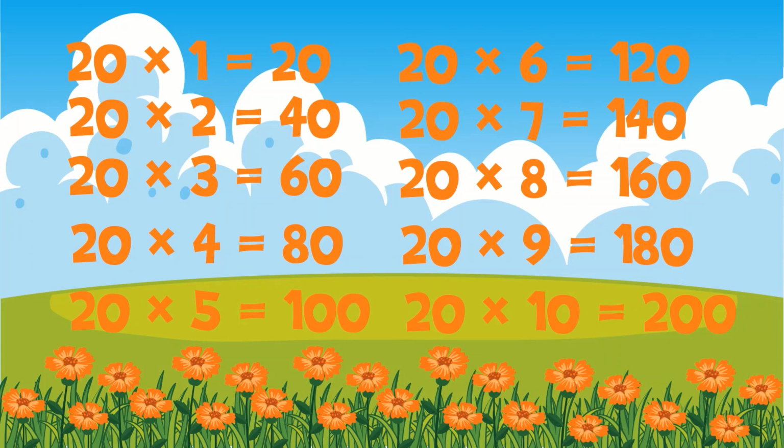Twenty sixes are 120. Twenty sevens are 140. Twenty eights are 160. Twenty nines are 180. Twenty tens are 200.